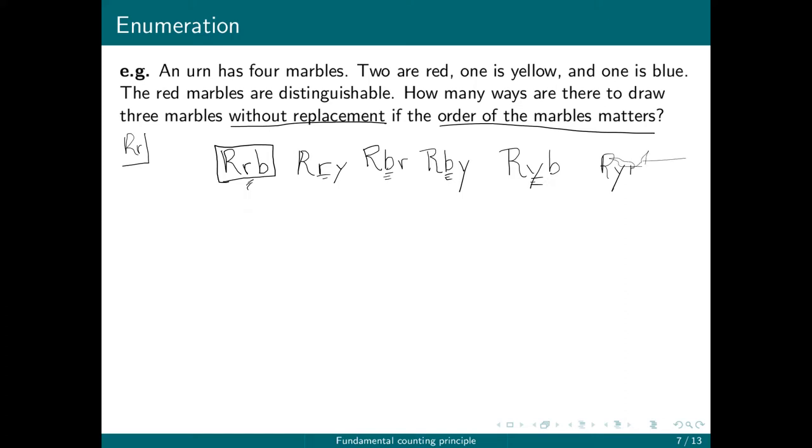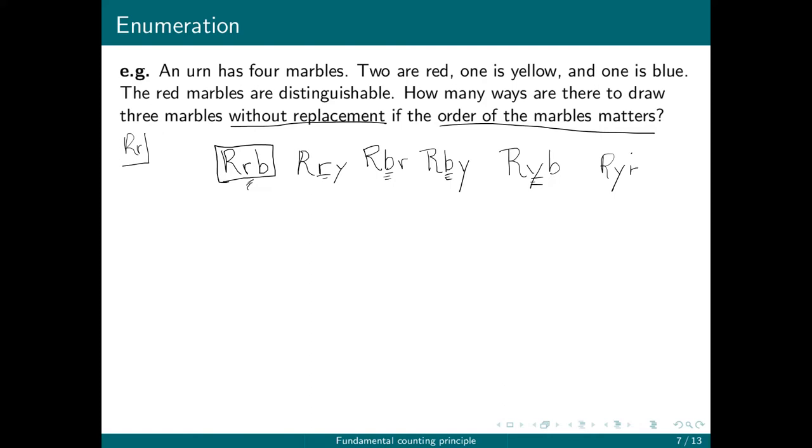Something terrible happened. Let's try that again. What did I say this is going to be? This is going to be a little red.